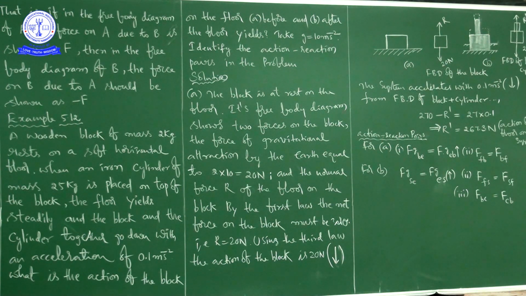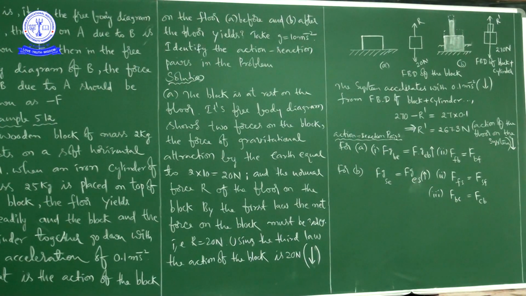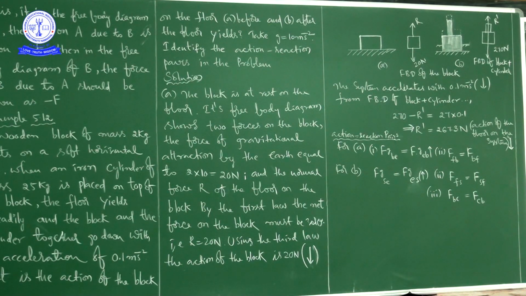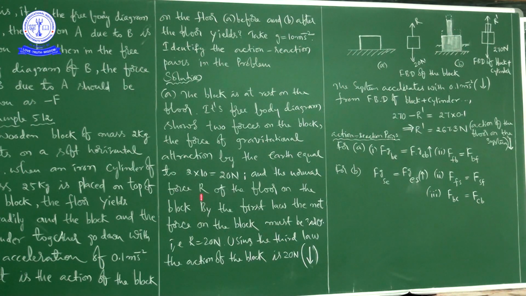First A. First we are going to talk about A. The block is at rest on the floor. Its free body diagram shows 2 forces on the block. One is the force of gravitational attraction by the earth, that you can calculate, that is mg. Here you can see the free body diagram. You know very well F is equal to ma. So, here F is equal to mg. So, mass into acceleration due to gravity, that is 20 newtons.